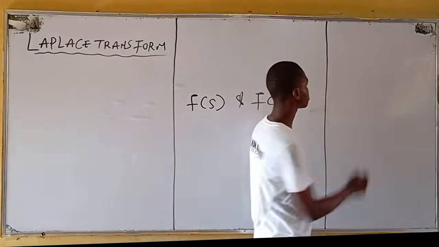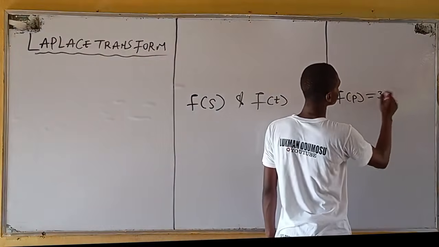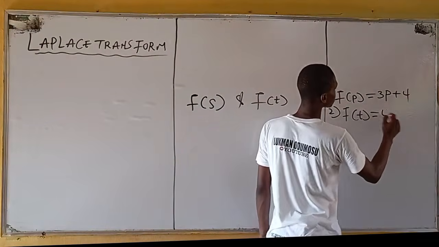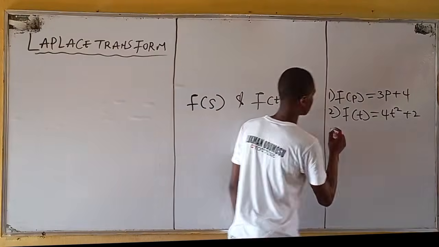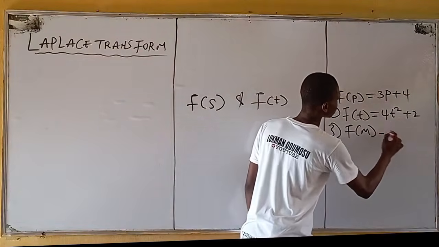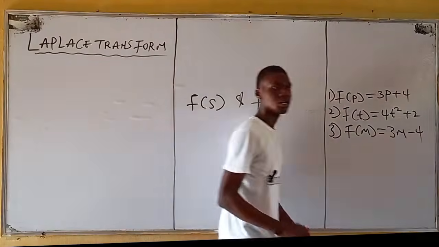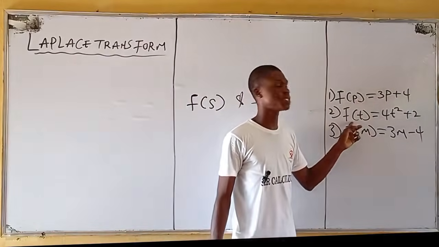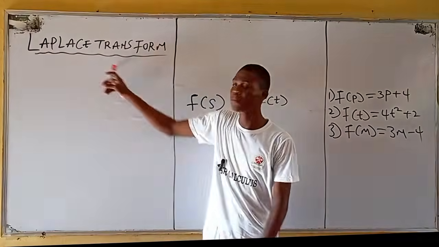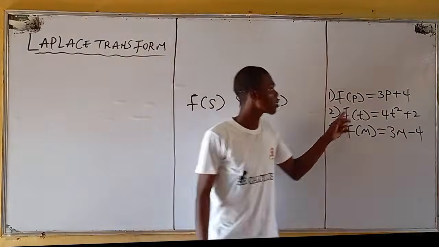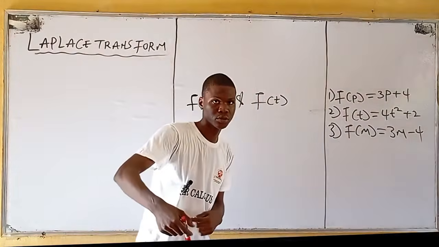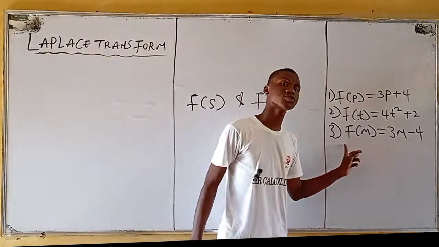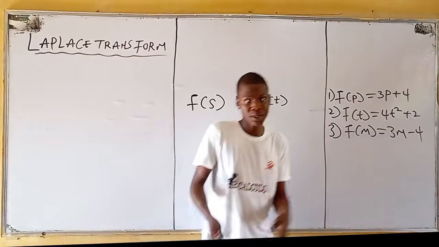Or let's say you are given a random function. Consider these functions: 1. F of p equals 3p plus 4. 2. F of t equals 4t squared plus 2. 3. F of m equals 3m minus 4. These are functions mathematically. This is a function of p, this is a function of t, and this is a function of m. So what Laplace transform does is that you are converting this given function to another function. Similarly, you are converting this given function to another function. Lastly, for the third function, which is m, you are converting it from a function of m to another function.